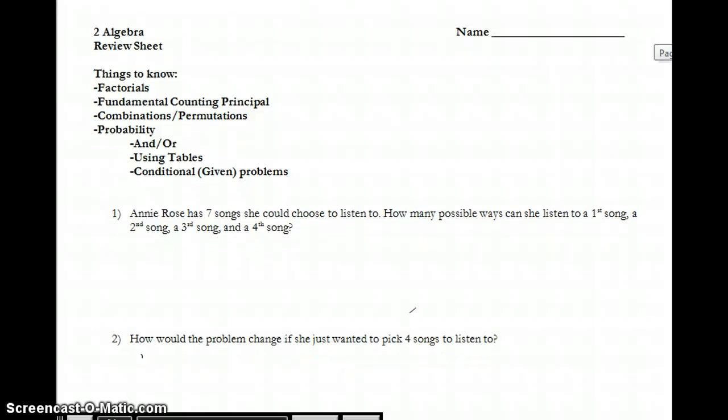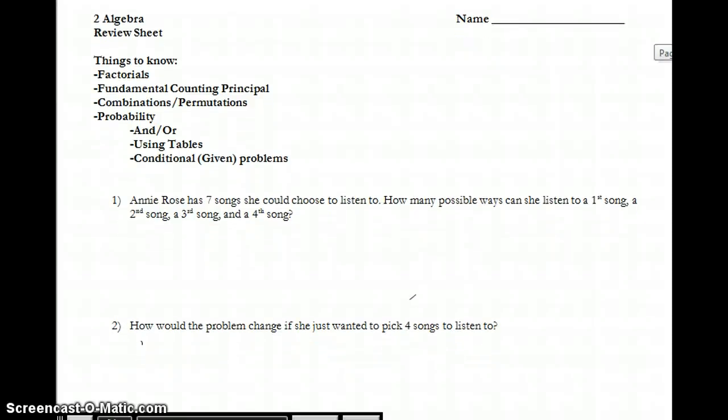These are the answers to the review sheet for Unit 10 on counting and probability. Our first question: Mr. Siegel's daughter, Annie Rose, has 7 songs that she's going to listen to. She's going to choose a first, second, third, and fourth song. We've got 2 ways to do this.